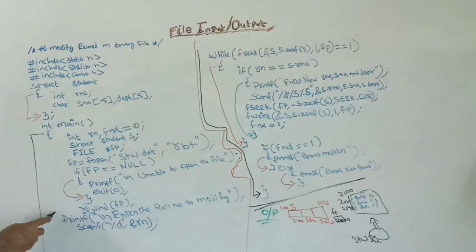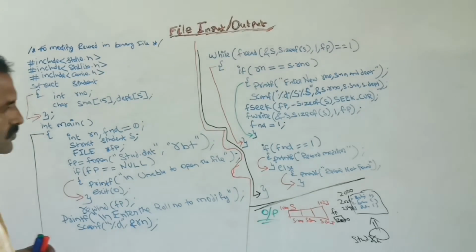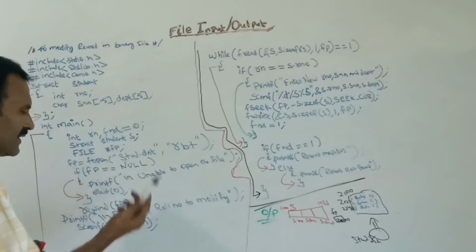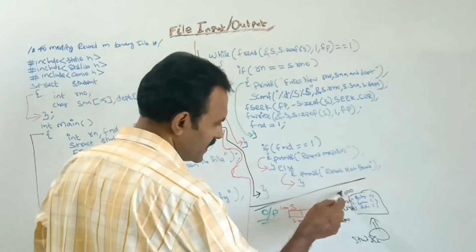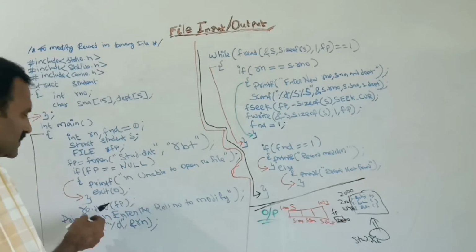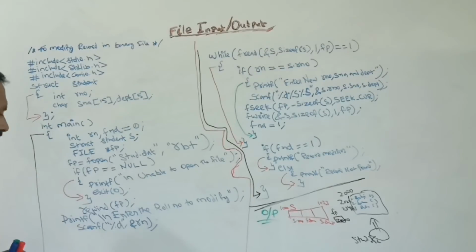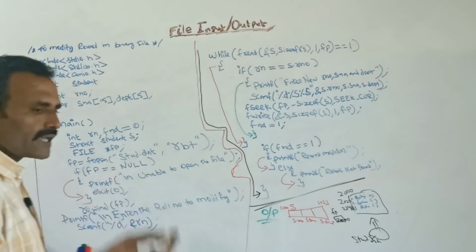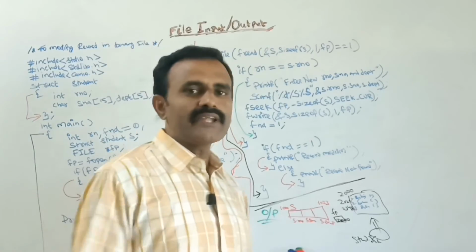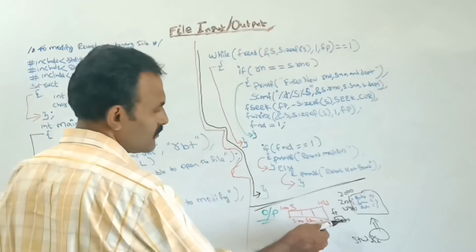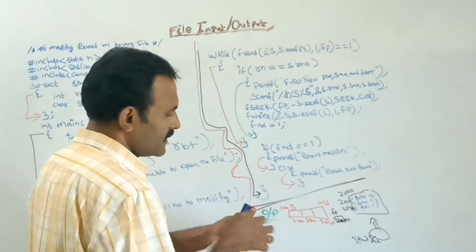Next here I am calling rewind FP. This rewind function is used to, see, normally even if you are not giving rewind, the starting address is stored to the FP. But suppose the file pointer is somewhere else, then this rewind function will bring that file pointer to the very first starting address of the file. The file pointer is where? It is at 2000.